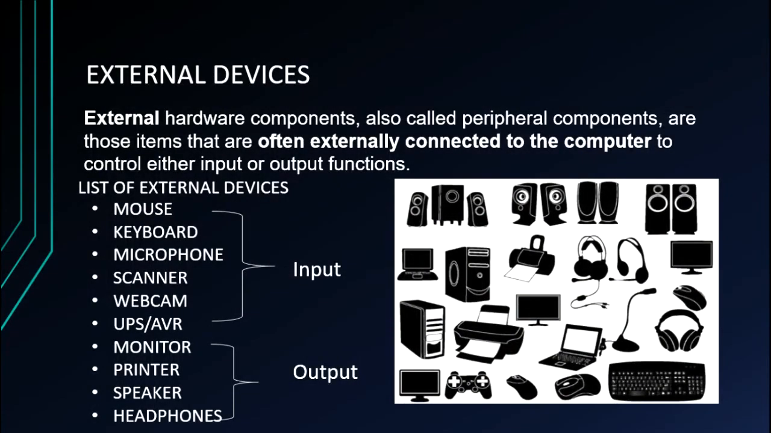Okay, so next is our external devices. Our external devices have two categories. We have input and output. External devices, also called peripheral components, are those items that are often externally connected to our computer, with either an input or output function. So we can physically see them on our computer, touch them, interact with them, and see them. So we have input and output.